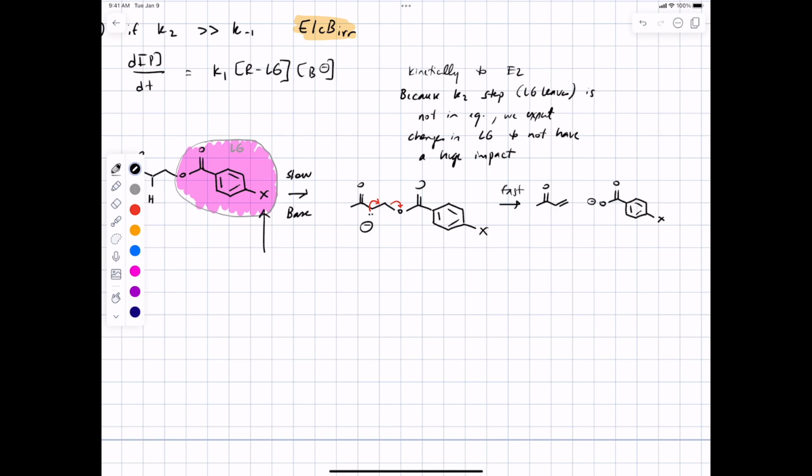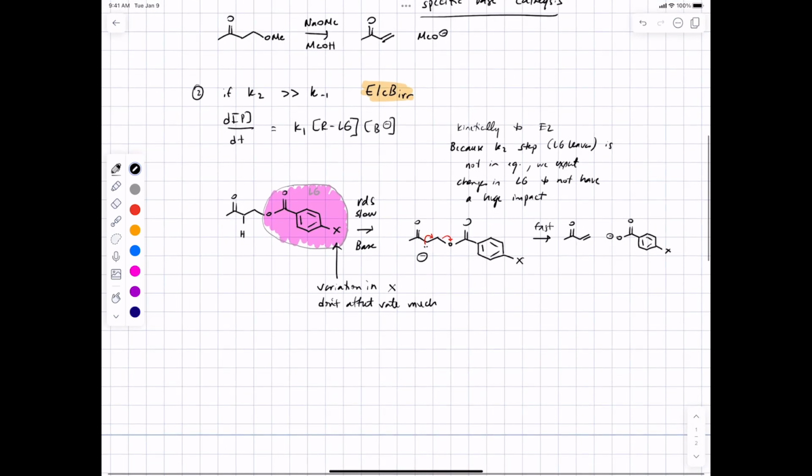However, because leaving group leaving is not the rate determining step, because this deprotonation is the rate determining step, variations in X here don't affect the rate much. Okay, which is one of the ways you could tell that this isn't an E2 reaction. If it were an E2 reaction, if leaving group leaving were part of the rate determining step, then you would predict identity of the leaving group to matter more.